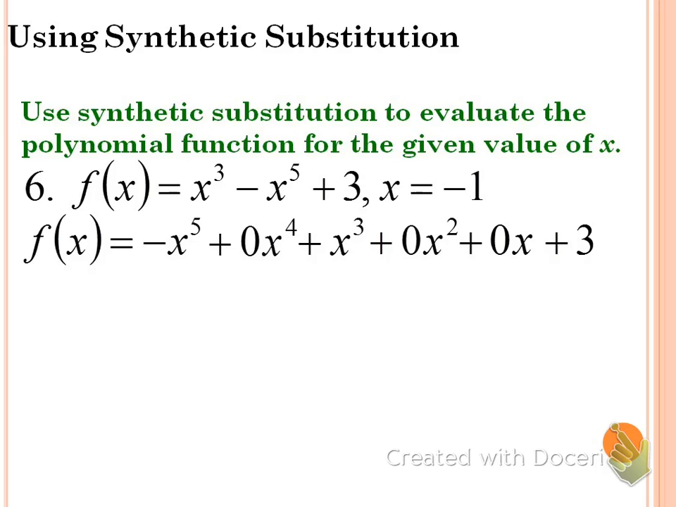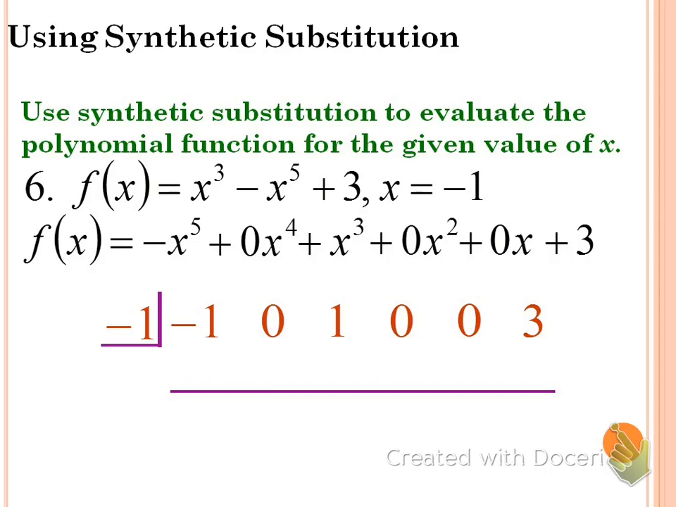What number goes in the box? -1. Good. Then each coefficient lines up after it. So you have the -1, 0, 1, 0, 0, 3. Like I said, I'll do this one kind of quickly. -1, you drop it down, you multiply it by our -1 in the box, you get 1. 0 plus 1 is 1. Multiply it by our number in the box, you get a -1.